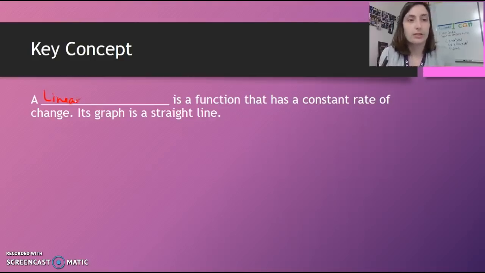So a linear function is a function that has a constant rate of change, and its graph is a straight line. So that was what our Chapter 5 was when we talked about proportional relationships, and then we actually had a section about linear functions, and we talked about graphing using y equals mx plus b. That was more on just slope and y-intercept.